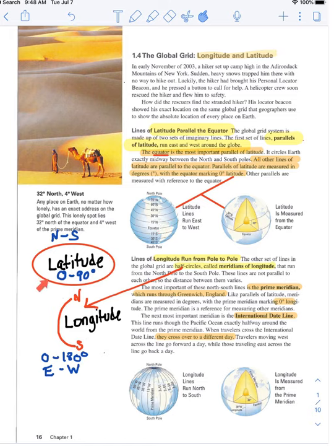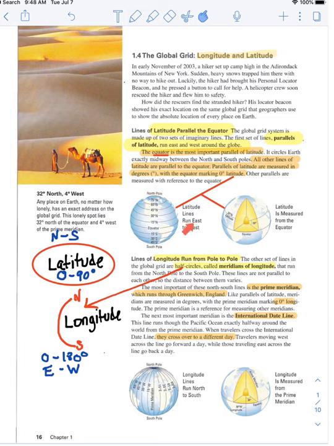So I want you to notice the circle that I've drawn, or the oval I should say. Each one of our lines of latitude is an oval that circles around the Earth. Now the equator is the most important parallel of latitude. It circles the Earth exactly midway between the North and South poles. All other lines of latitude are parallel to the equator. Parallels of latitude are measured in degrees, with the equator marking 0 latitude. Other parallels are measured with reference to the equator.